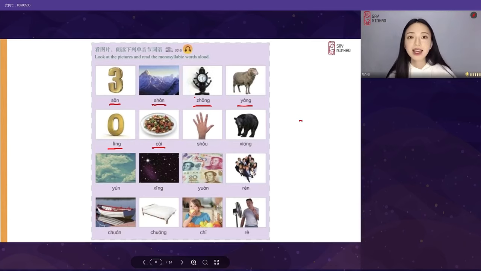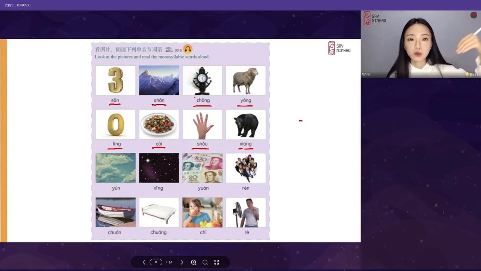Next one is cai, which means dish in Chinese. The initial is c, we just learned it, and the final is ai, we learned it last lesson. And the tone is the fourth tone. So put them together, we can get c ai, cai. Okay, next one is our hand, shou. Read after me, please. Shou. The initial is sh, the final is ou, and the tone is the third tone. Okay, try to separate the initial, final and tone by yourself, okay?